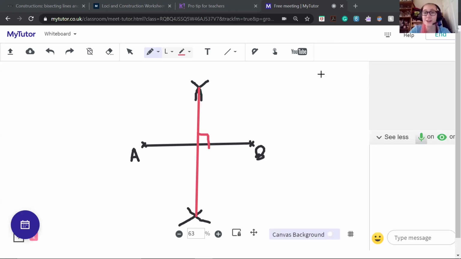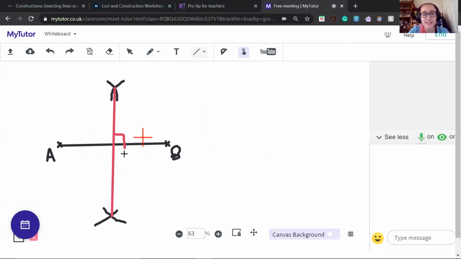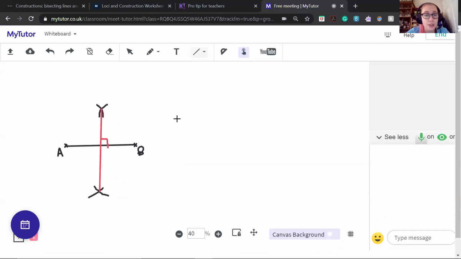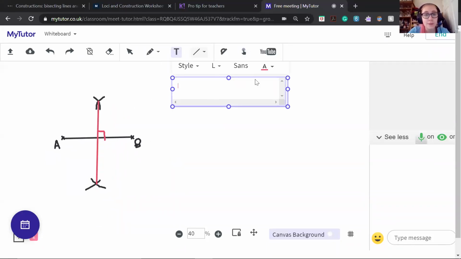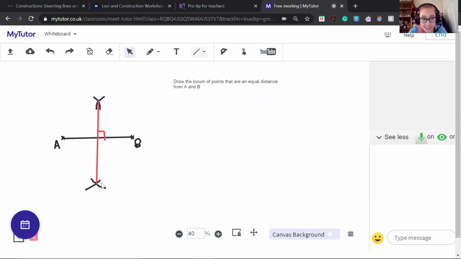Right, so this is what's known as a perpendicular bisector. As I said, it's perpendicular because it's at 90 degrees, and it's a bisector because it exactly cuts this line AB in half. The reason we might want to do something like that is the question might say, draw the locus of points that are an equal distance from A and B. And that's exactly this line.